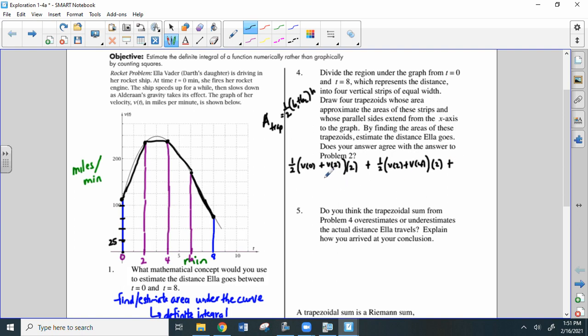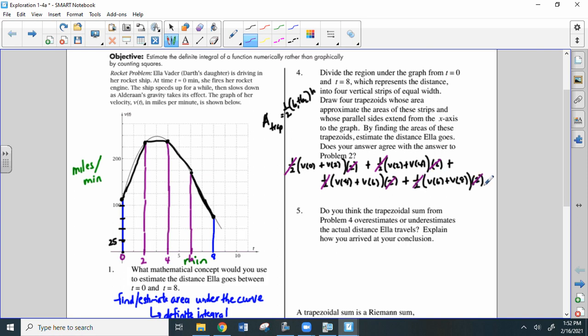And then I'm going to do it again for the third and the fourth. The third one has a side at V of 4, and the other side is at 6, and it is 2 wide. And then the last one goes from 6 to 8, so V of 6 plus V of 8. These are y values, right? How tall they are times the width. Now, I can actually do some quick simplifying here because 1/2 times 2 in every single one of these cancels. So that would give us a lot less to worry about typing in.